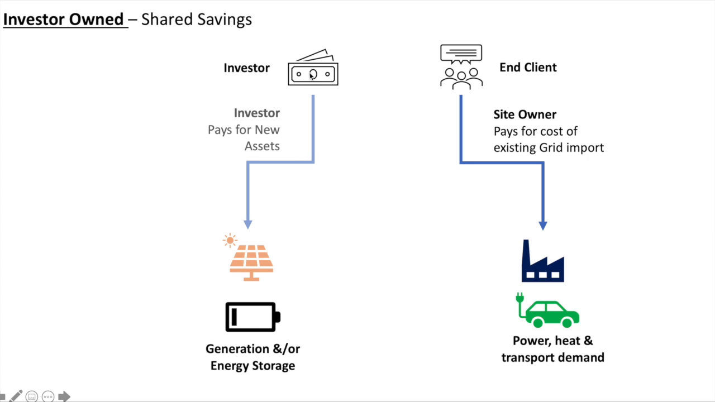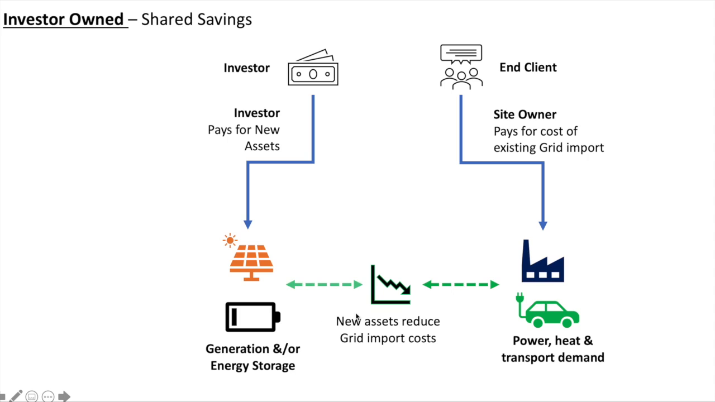We then have an investor who puts money in to pay for these new generation and/or energy storage assets. Those assets, just like before, will create tariff savings by reducing grid import costs, and from those grid import cost reductions, or tariff savings, we will get a split of those savings between the investor and the client, and those will be determined by other inputs in GridMAP. So X% of the savings might be 80, might be 60, might be 70, who knows, will go to the investor to repay their investment in those generation and/or storage assets, and the residual will go to the end client.